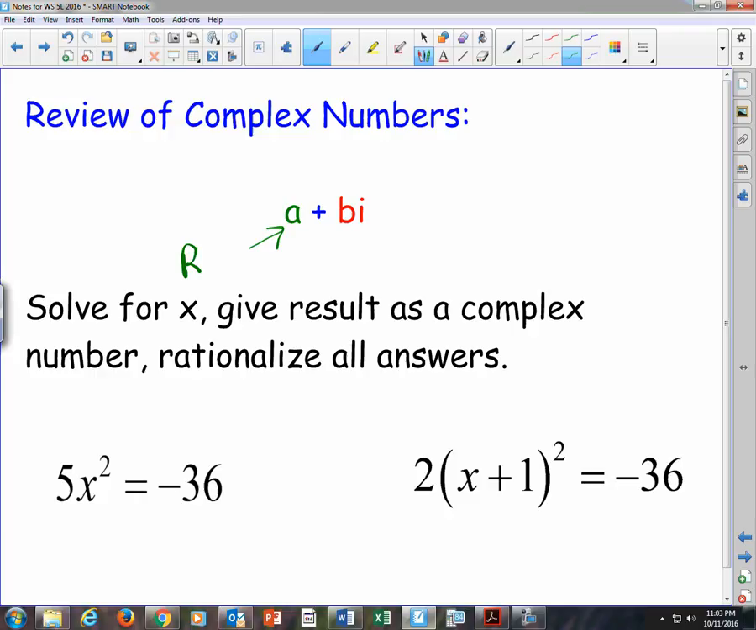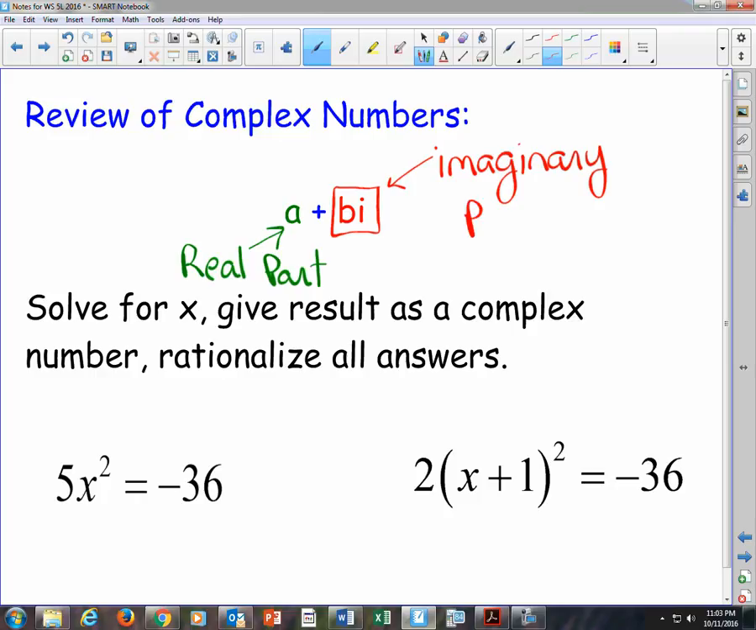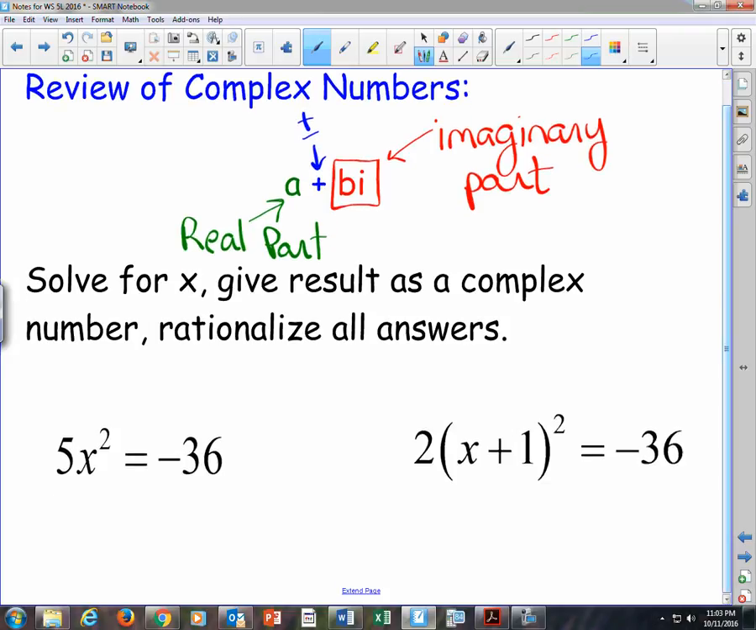The real part, and the real part always comes first. And then this is the imaginary part. The imaginary part might be like a 5i or a 3i. And honestly, this doesn't have to be a plus in between. It could be a plus or a minus. So let's look at these two examples here.